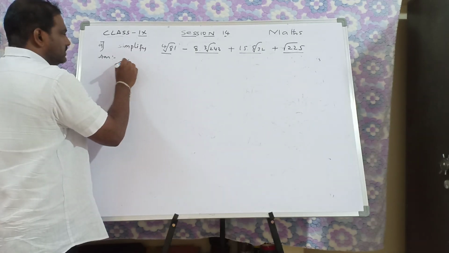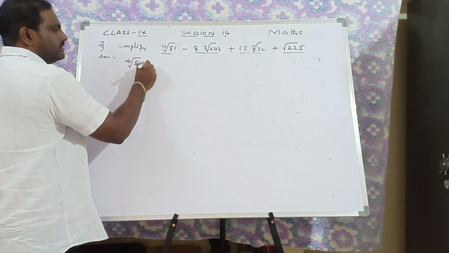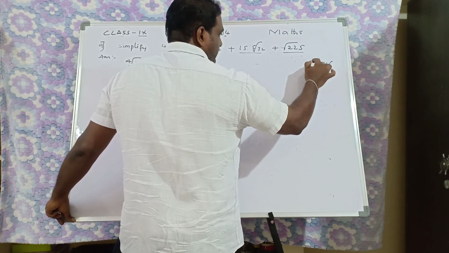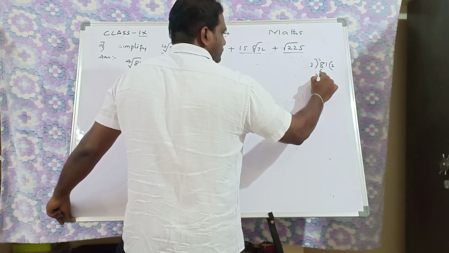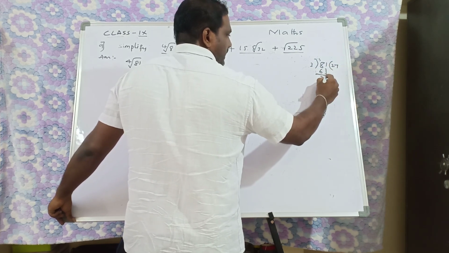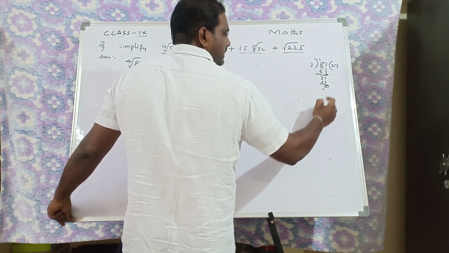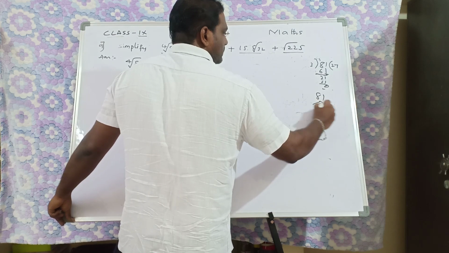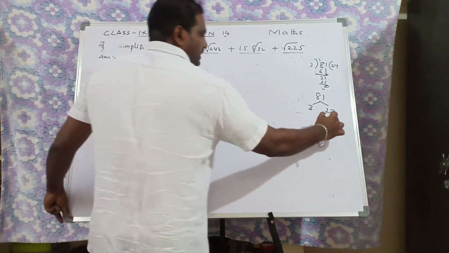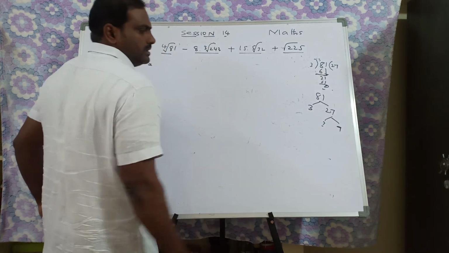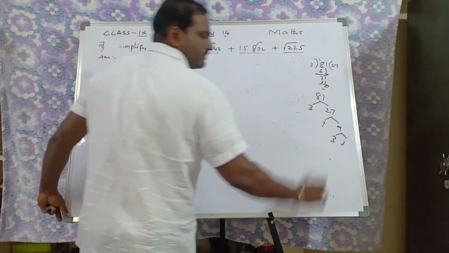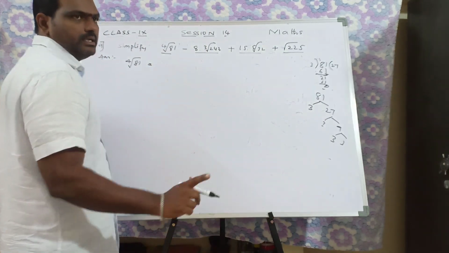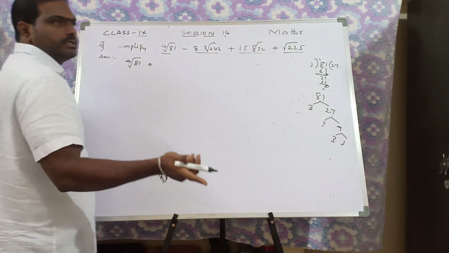So what is the first term? Yes, 4th root of 81. You know how 81 can be written? 81 divided by 3. 3 2s are 6, 3 7s are 21. That means 81 is 3 into 27, right? Yes, 27 can be written as 3 9s. 9 can be written as 3 3s. That means 81 can be written as 3 into 3 into 3 into 3. That means 3 power 4.